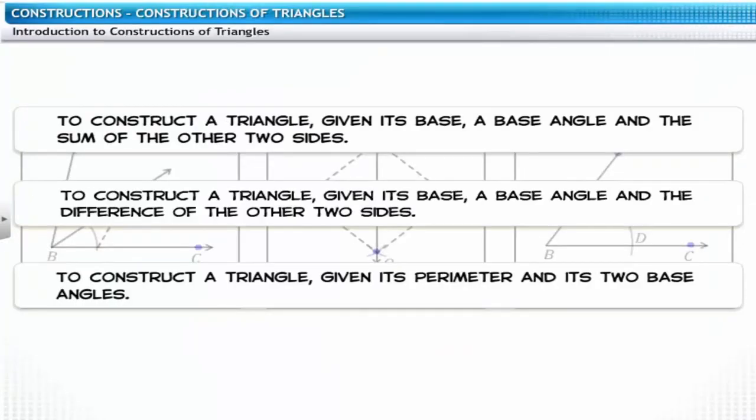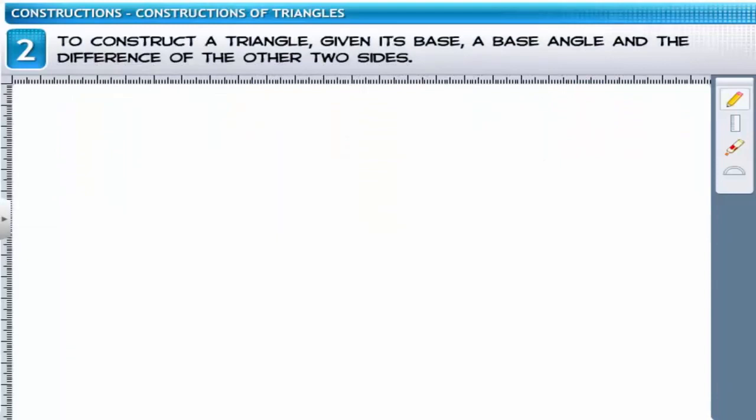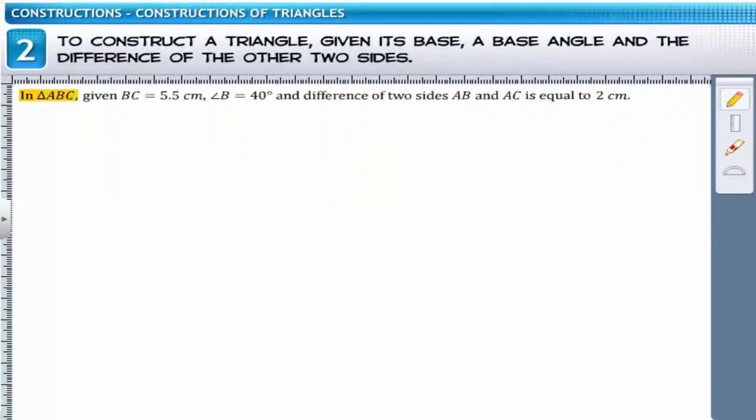Let's now proceed on to the second construction. Here we have to construct a triangle when the base, one base angle, and the difference of the other two sides is given. Suppose in triangle ABC, we are given the base BC, base angle B, and the difference of the other two sides AB and AC.